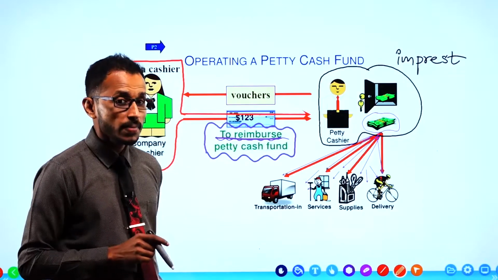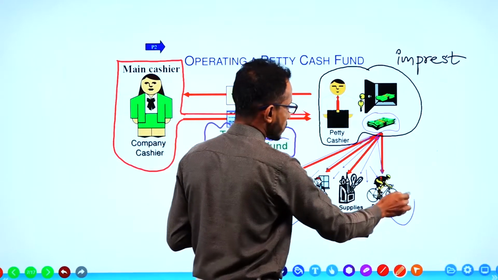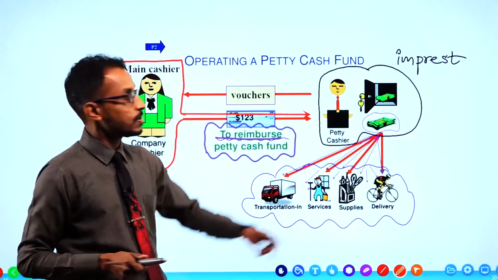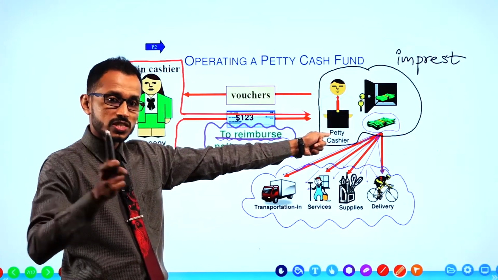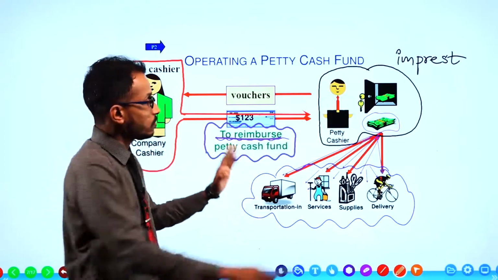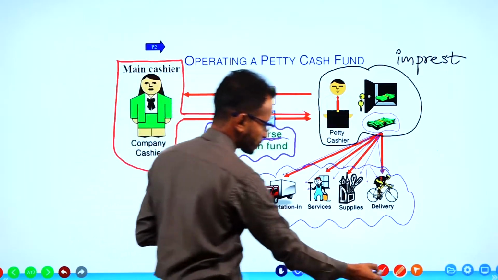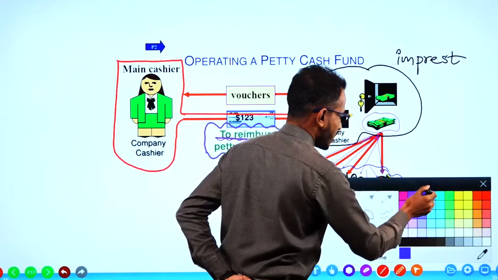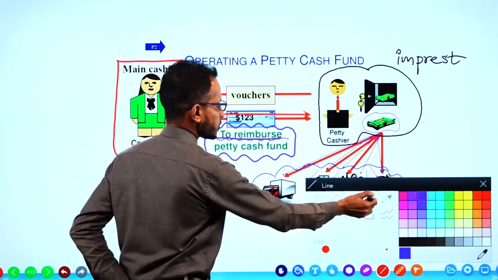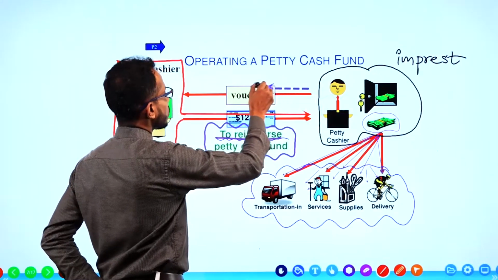In order to reimburse the money which is spent, all these expenses must be shown. When the petty cashier spent his money, that must be shown by the petty cashier to the main cashier with vouchers. So, when the petty cashier proves all his expenses which he has done during the month with the source documents.